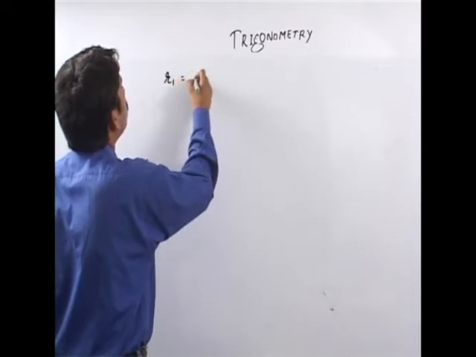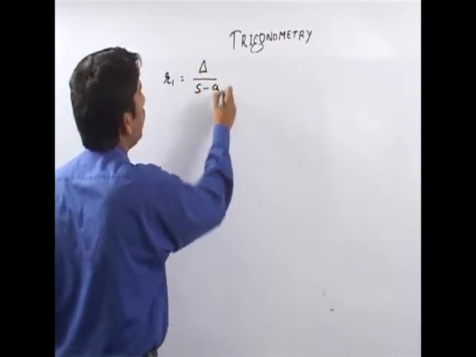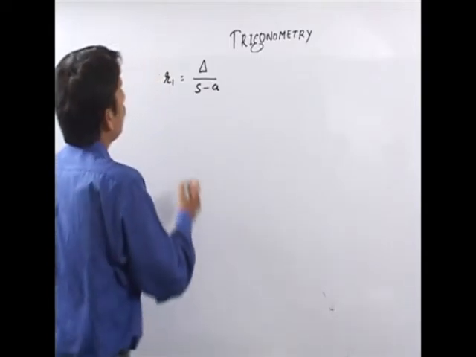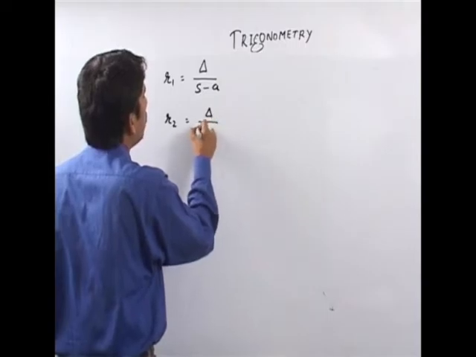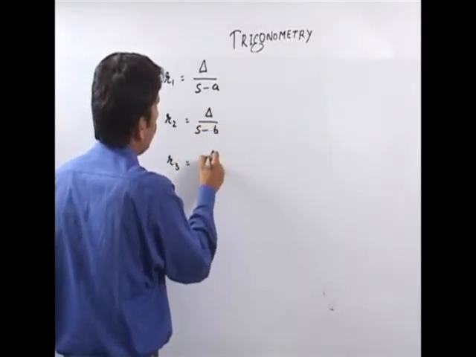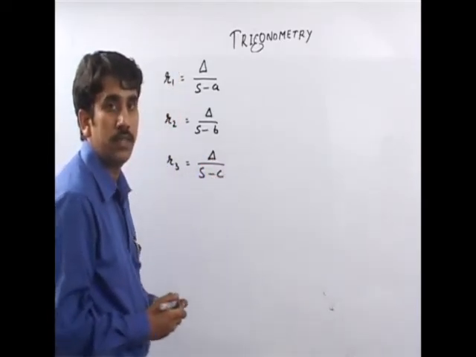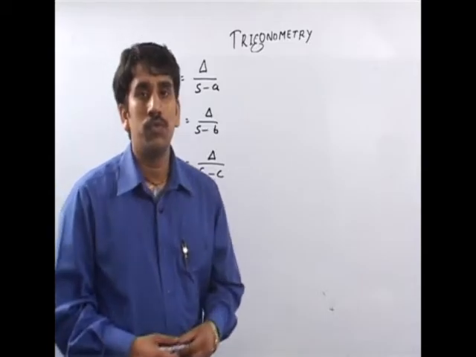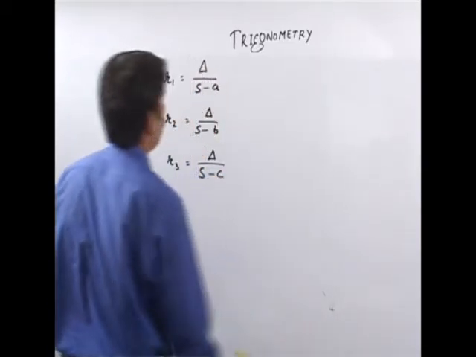Then R1 is equal to area of triangle over S minus A. Similarly, you can prove that R2 is equal to area of triangle over S minus B, and R3 is equal to area of triangle over S minus C. Now, we will prove some other formula for ex-radius R1, R2 and R3.